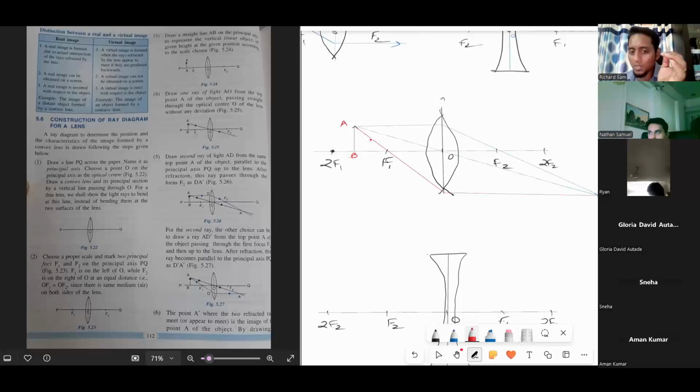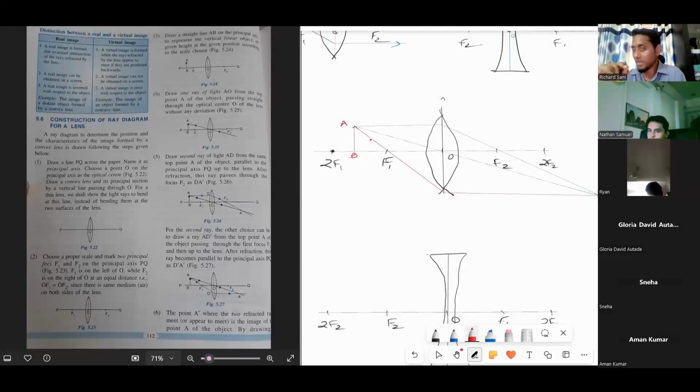Because B is on the principal axis, if we draw any ray from B passing through the optical center, it's going straight only. Suppose I draw a ray passing through F1, or a ray parallel to the principal axis, that also will be the same thing. All the 3 rays that I draw will be on the principal axis. So there is no point of drawing any ray from the point B. You will only draw rays from the point A.